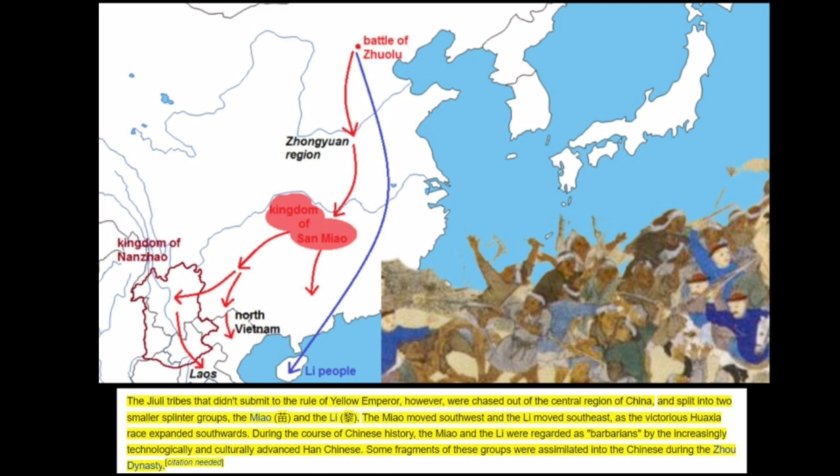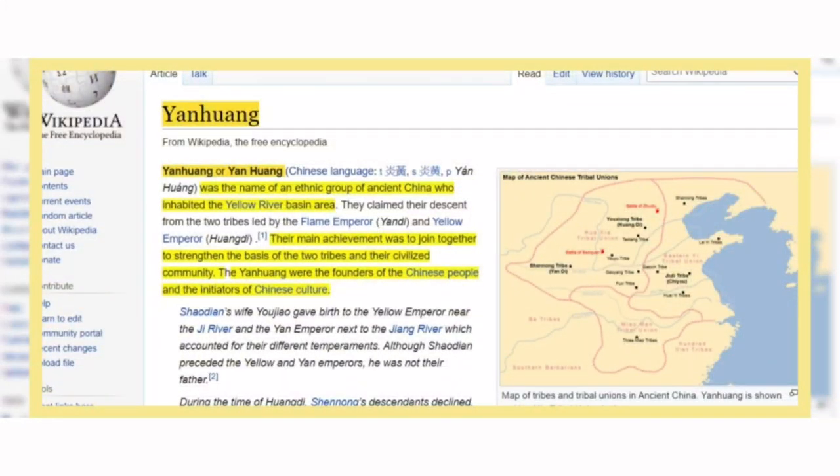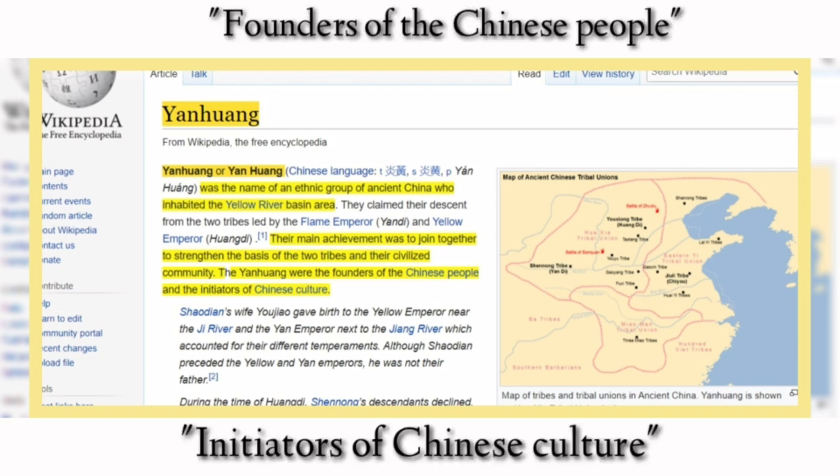Some fragments of these groups were assimilated into the Chinese during the Zhou Dynasty. Yan Huang was the name of an ethnic group of ancient China who inhabited the Yellow River Basin area. Their main achievement was to join together to strengthen the basis of the two tribes and their civilized community. The Yan Huang were the founders of the Chinese people and the initiators of Chinese culture.